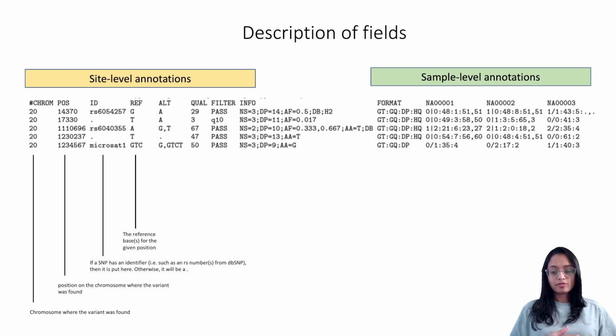The next column is reference. So basically, at that position in that chromosome, what is the base that is present in the reference genome? And the alternate is basically what base is present in our dataset at that position in that chromosome. So basically, the alt column holds the variants that are found in our dataset. In case there are multiple variants present, then they will be comma separated.